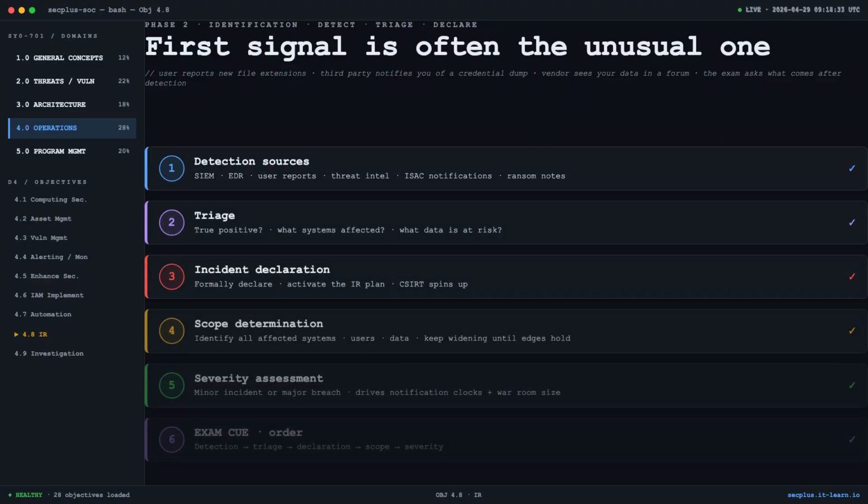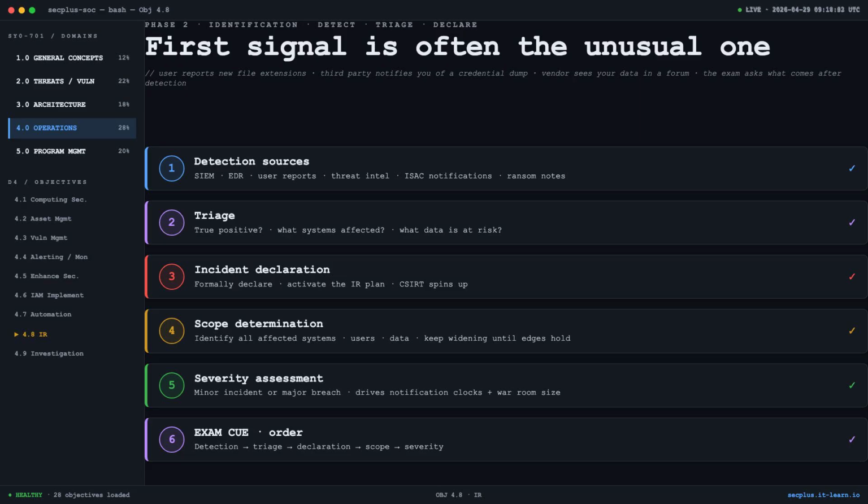Triage. Is this a true positive? What systems are affected? What data is at risk? Incident declaration. Formally declare the incident and activate the IR plan. Scope determination. Identify all affected systems, users, and data. Severity assessment. Minor incident or major breach. The exam will ask what comes after detection, and the answer is triage, then declaration, then scope.